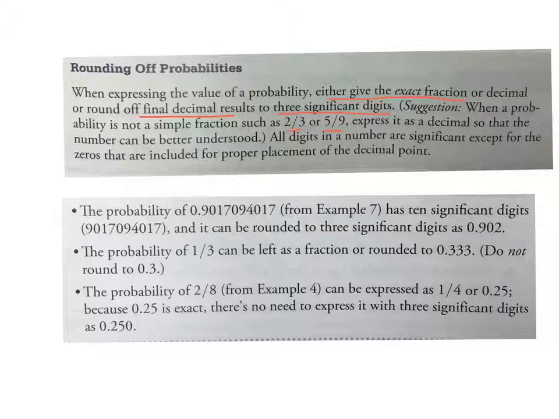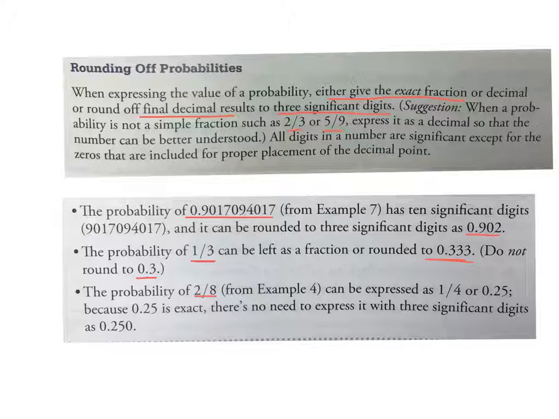For example, let's say you get this humongous probability right here. It has 10 sig digs, 10 significant digits. If you round it to 3, you get 0.902, obviously. If you get 1/3, I would leave it as a fraction, or you can round it to 3 sig digs, 0.333. Tons of people want to round 1/3 to 0.3. Don't do that. That's not what it is. It's 0.333333333. It keeps going. Don't just say 0.3.